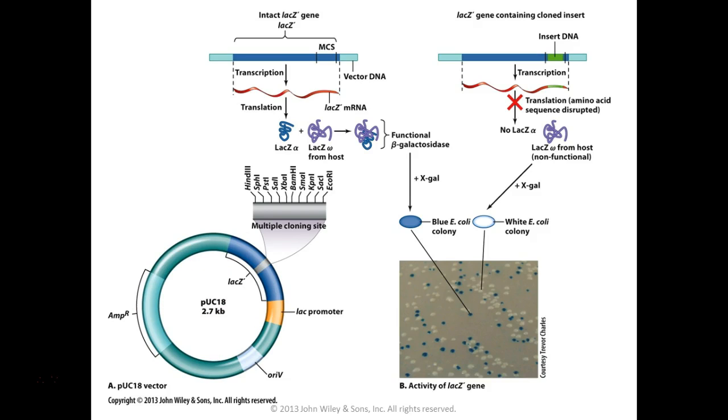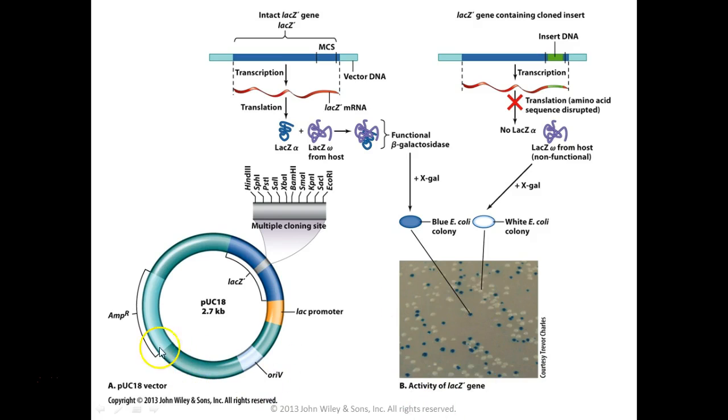If the insertion works, they can't make that enzyme, right? They can no longer break X-gal, which is a clear substance, and break it in such a way that now it turns blue. So your transformed or changed or cloned E. coli are now white on this plate.